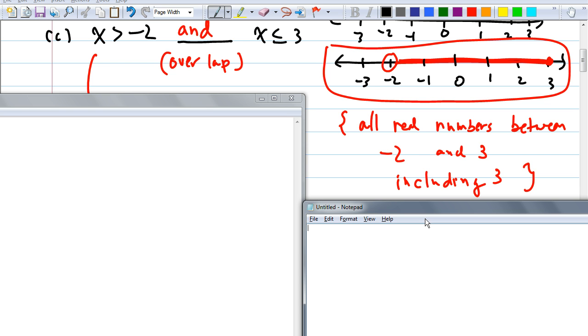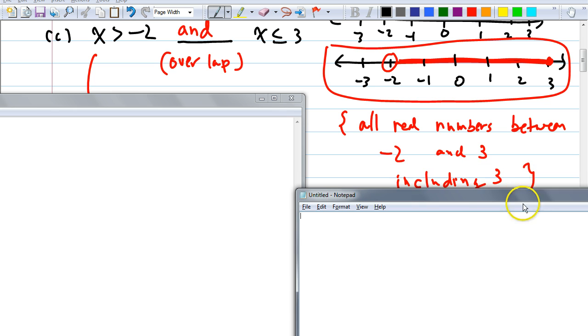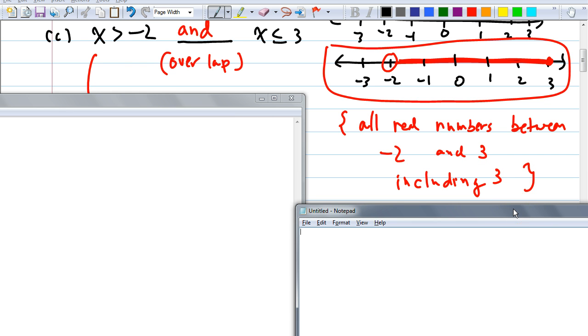It's because you have the closed circle at 3, which means we have to include 3. If you just say all real numbers between -2 and 3, that means both of them are open circles. That means the last two numbers are not included in the set, right? If you're not going to include anything, that's okay, you don't have to say anything. But if you want to include the endpoints, you have to say including 3 like this.